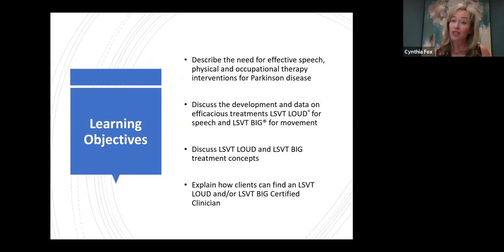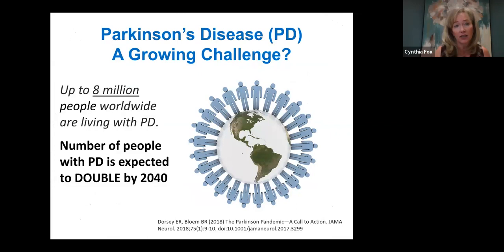So the learning objectives for this presentation today are to, first of all, describe the need for effective speech, physical, and occupational therapies for people with Parkinson's, discuss the development and data on efficacious LSVT LOUD speech treatment and LSVT BIG for movement, briefly explain the treatment concepts, and then I'll end with how can you find an LSVT LOUD or LSVT BIG certified clinician.